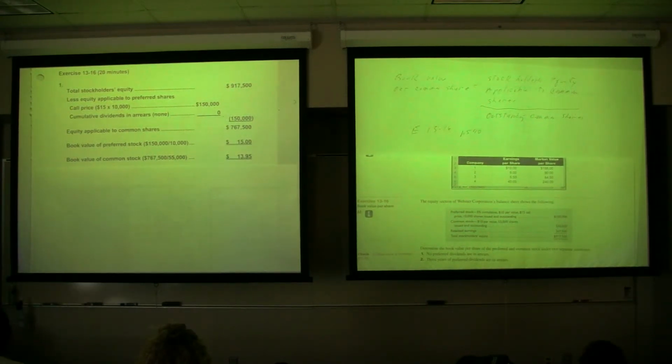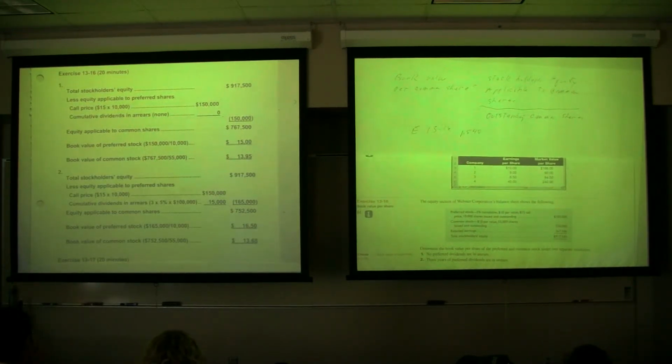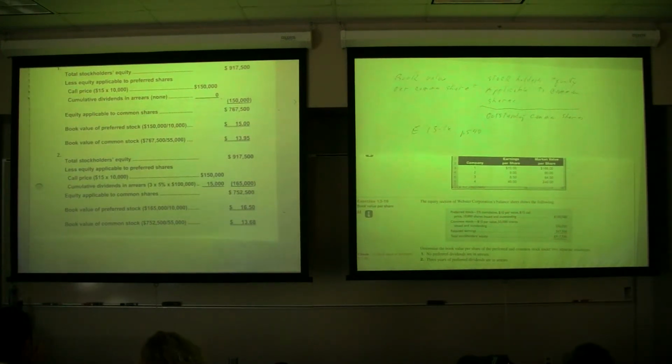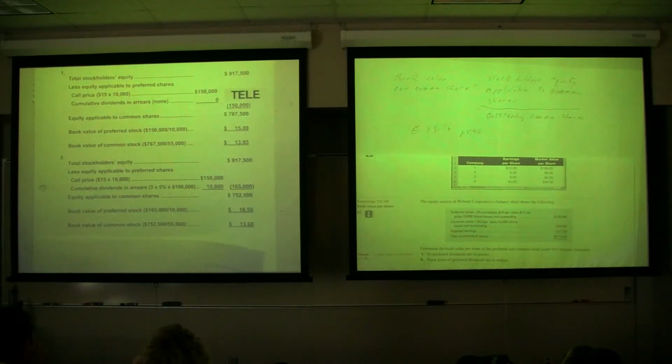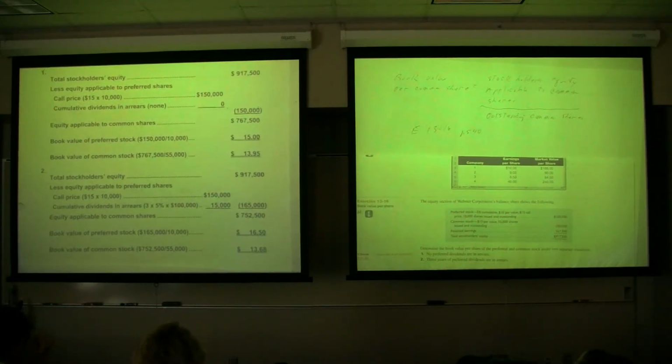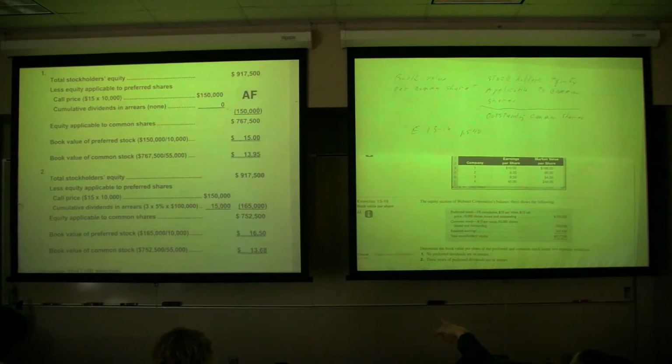All right. Here's the answer for that. You start out with 917.5 minus the 150,000. Look at the first one, the second one. Dividends is 15,000. And then you subtract 150,000 for the call price.